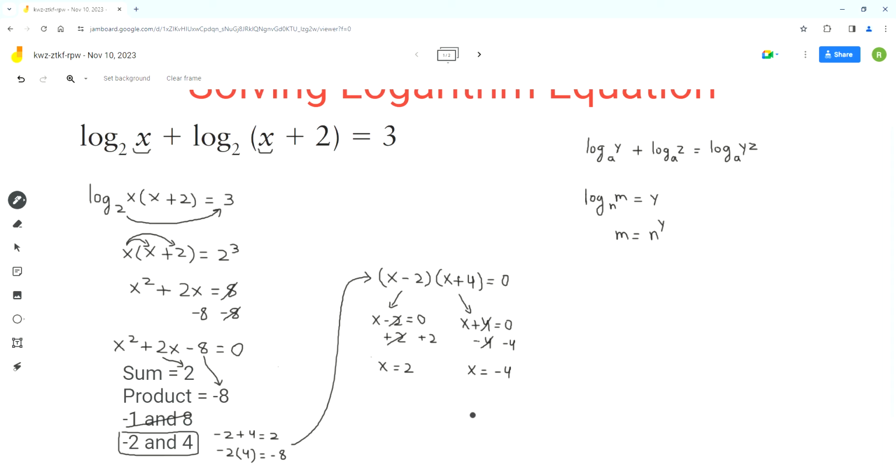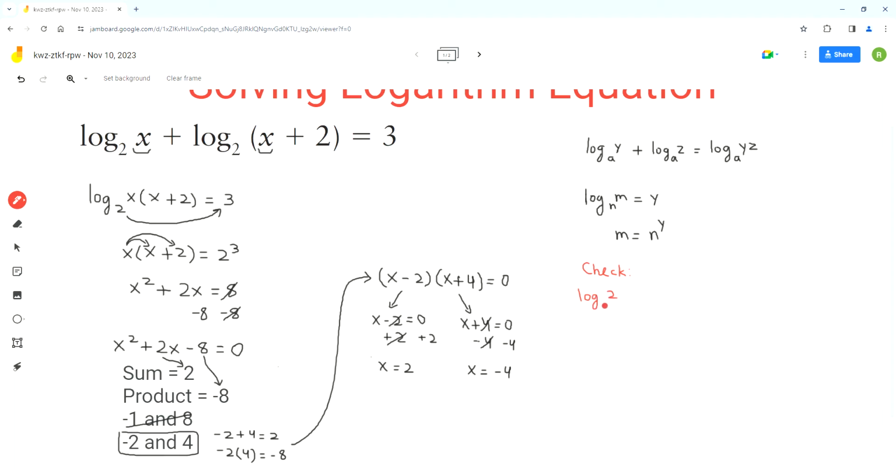Now we have to check if any of these two values is an extraneous root. An extraneous root is a root that makes any of the log terms in the given equation invalid. We know that log doesn't exist for 0 and a negative number. So we have to do the check for both of these values. Let's start with our check. We'll start with the first x value, x equals 2. So we sub in x as 2 in the given equation.